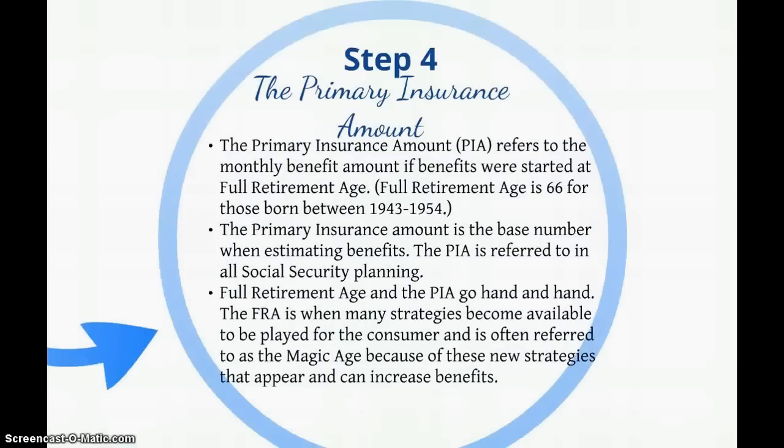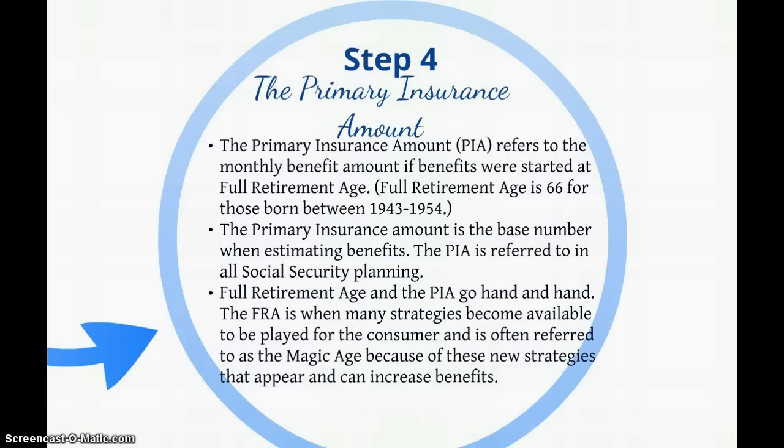The primary insurance amount is the calculation that we're looking for here. It is the number that we discuss most of the time in Social Security planning. It's one of the first questions you're going to ask the people you're sitting in front of. You're going to ask them the primary insurance amount, and all further planning will be based on that number. There is a lot of text here, and I'll give you time to pause and take a look at that. But the primary insurance amount is the benefit amount at full retirement age.